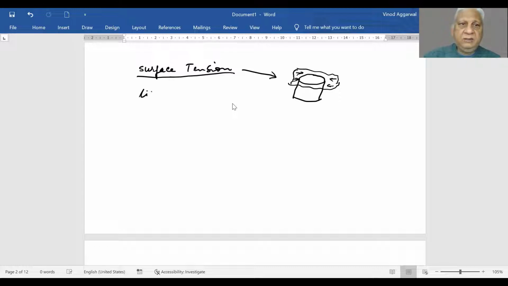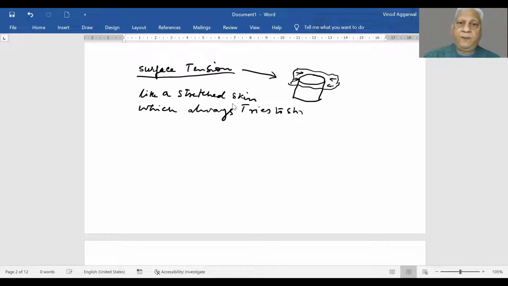It is like a stretched skin, which always tries to shrink. Now this property gives rise to a phenomenon called surface tension. And we will see the result of this surface tension in the following topics.